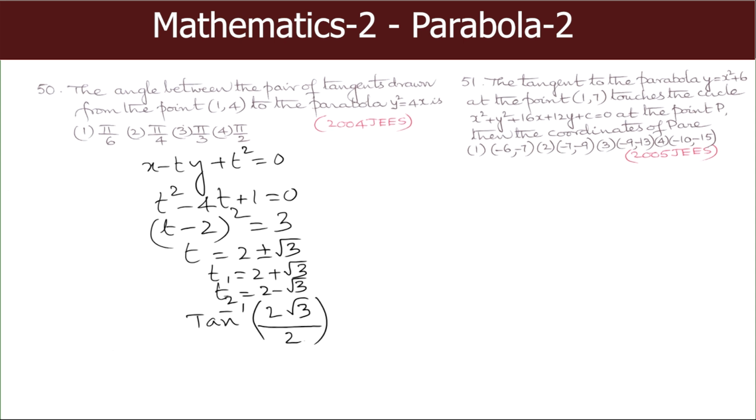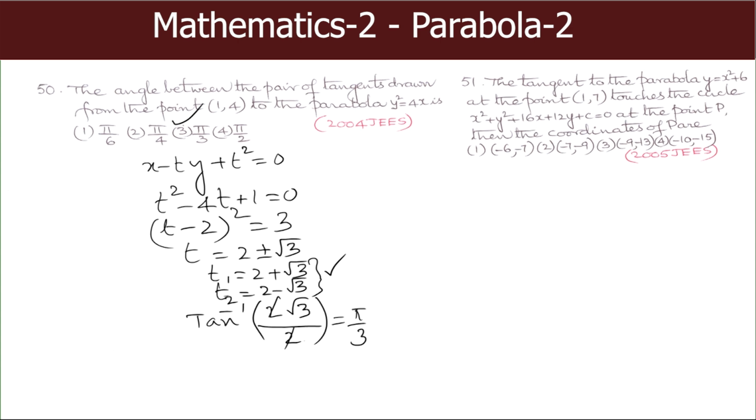See what I did here: these two came. What is the slope of the tangent here? 1/t. If t is 2 plus or minus √3, then 1/t also takes the same values. 1/(2 plus √3) is 2 minus √3, and 1/(2 minus √3) is 2 plus √3. So these are the slopes of the two tangents. The angle between them is arc tan of m1 minus m2 over 1 plus m1 m2. The difference of these two is 2√3, and the product of these two is 1, so 1 plus 1 is 2. The 2 gets cancelled, so this is pi/3. That is the angle between the two tangents drawn to the parabola y square equal to 4x from the point (1, 4). This was from the JEE 2004 screening paper.